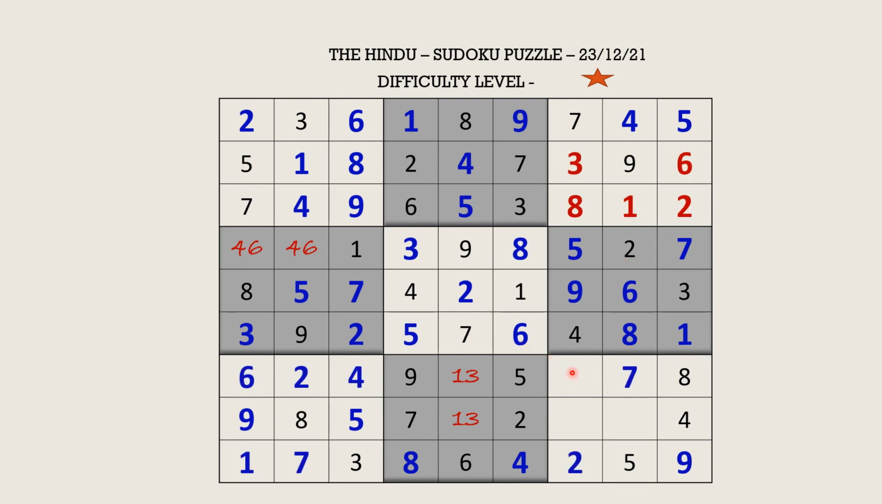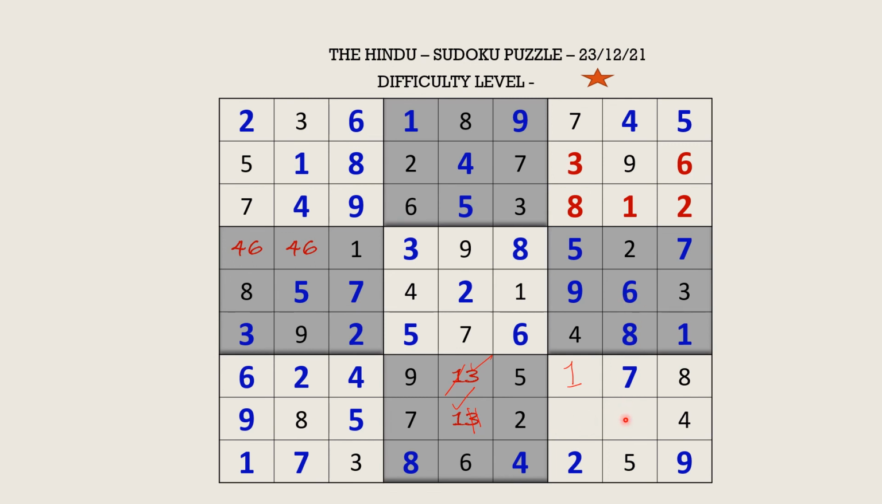This cell has to take either 1 or 3. There is a 3 blocking from here. So this cell takes 1. So that makes this cell 3 and this becomes 1. There are only 2 missing numbers and the missing numbers are 6 and 3.